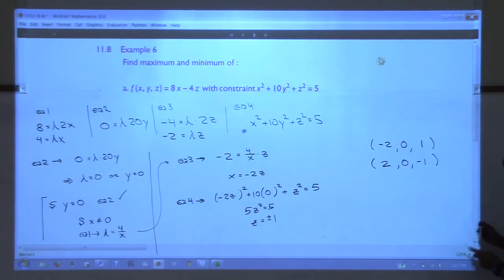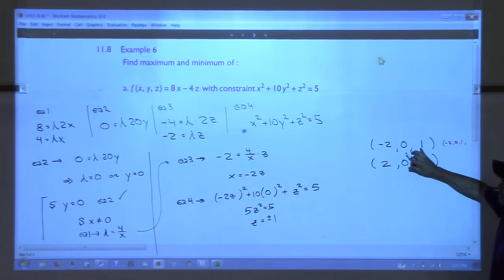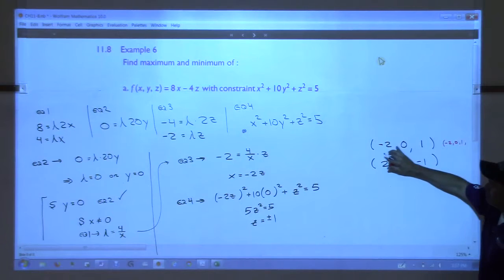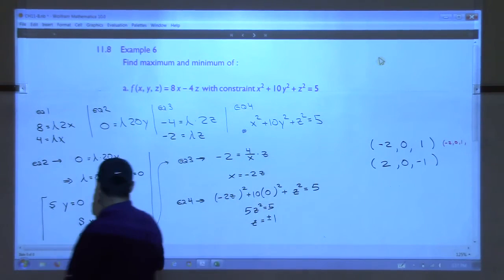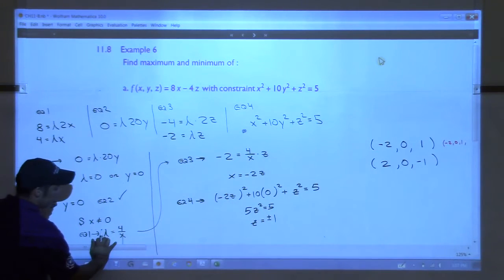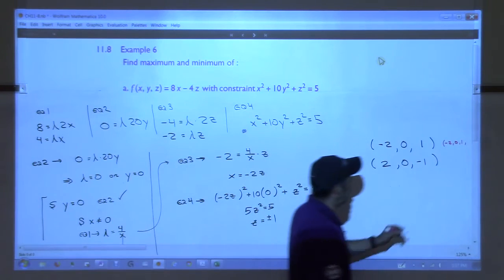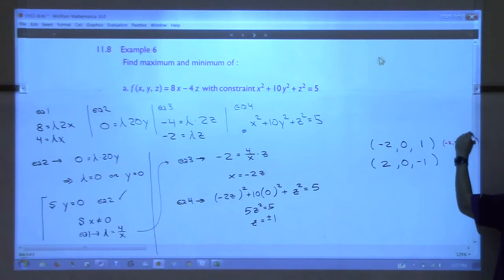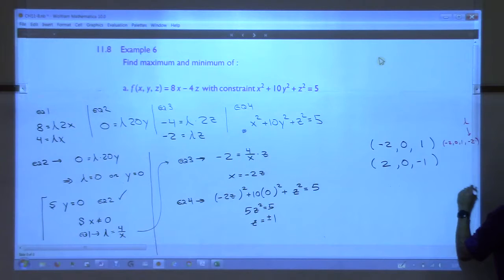Now, I don't need this, but I'm writing it again. Remember, for each one of these, there's negative 2, 0, 1, and then there's a lambda that goes with this also. And what would our lambda be in this case? Lambda is 4 over x, so negative 2 would be our lambda. And then this one would be 2, 0, negative 1, and then positive 2 would be our lambda.